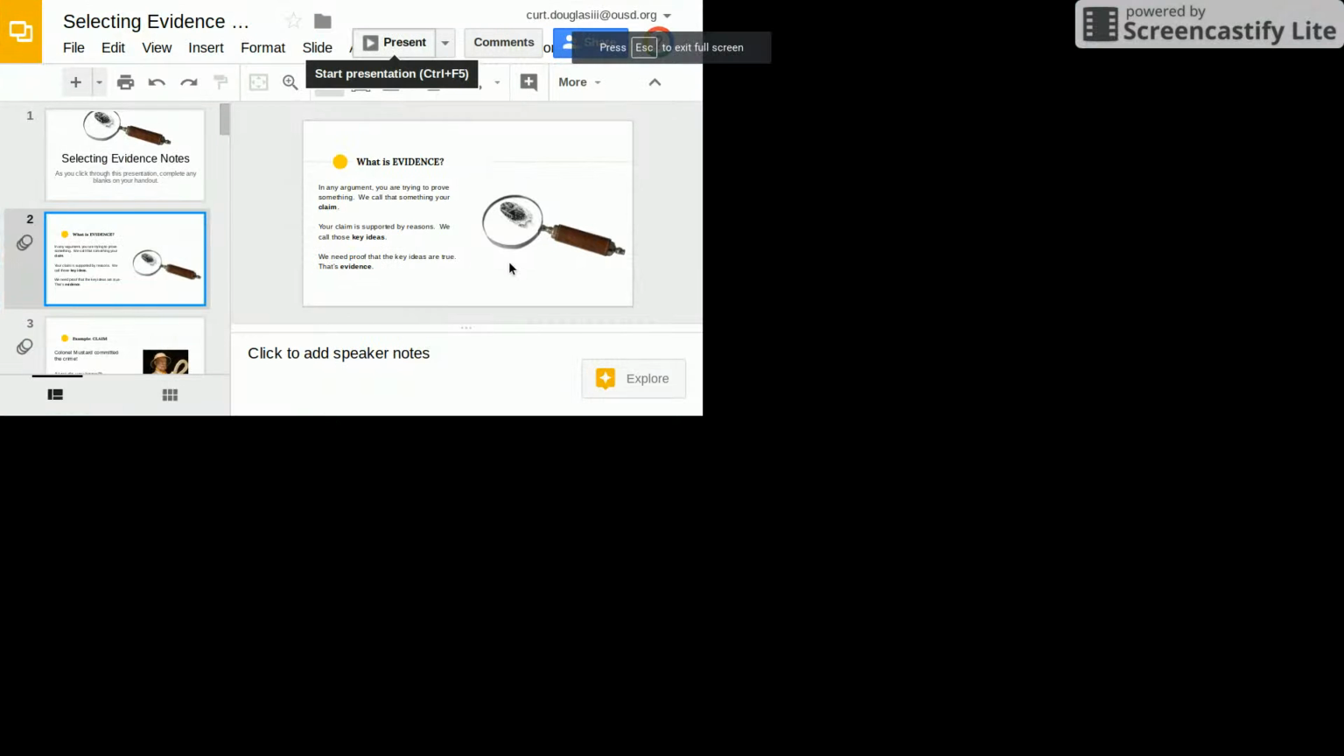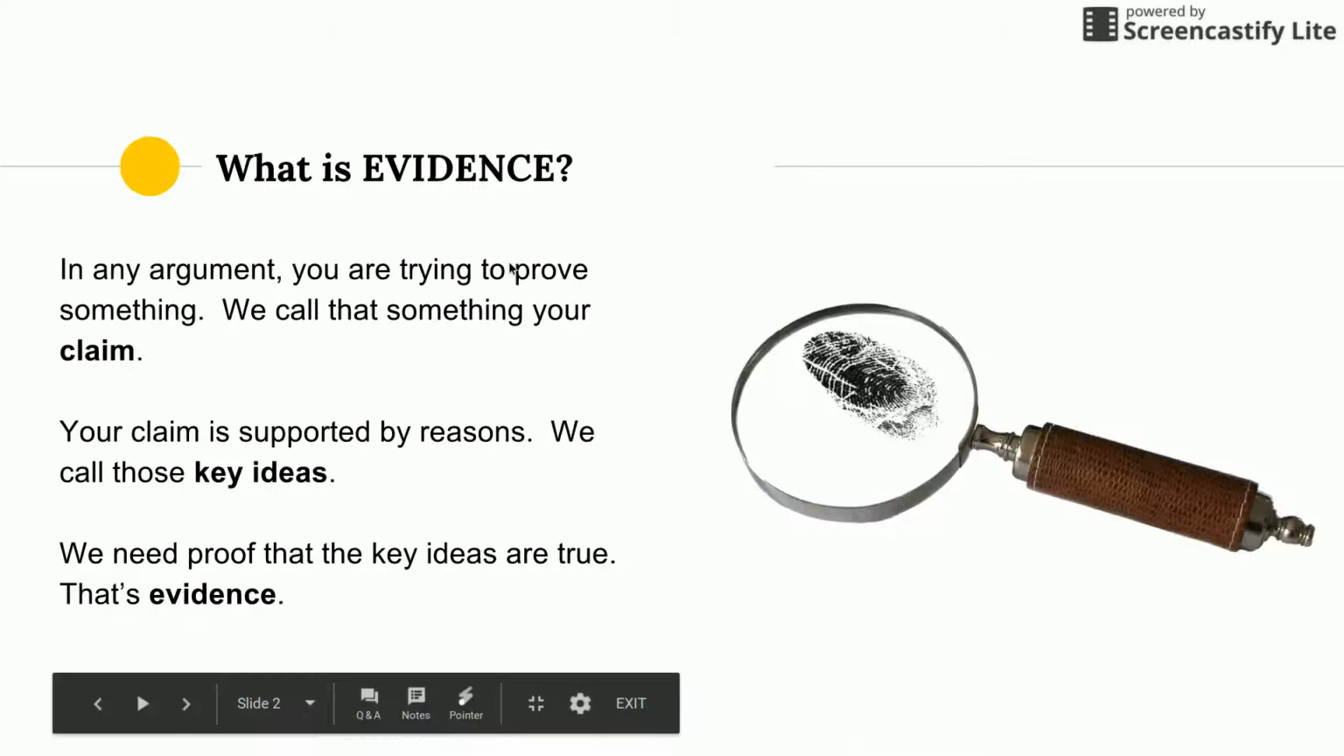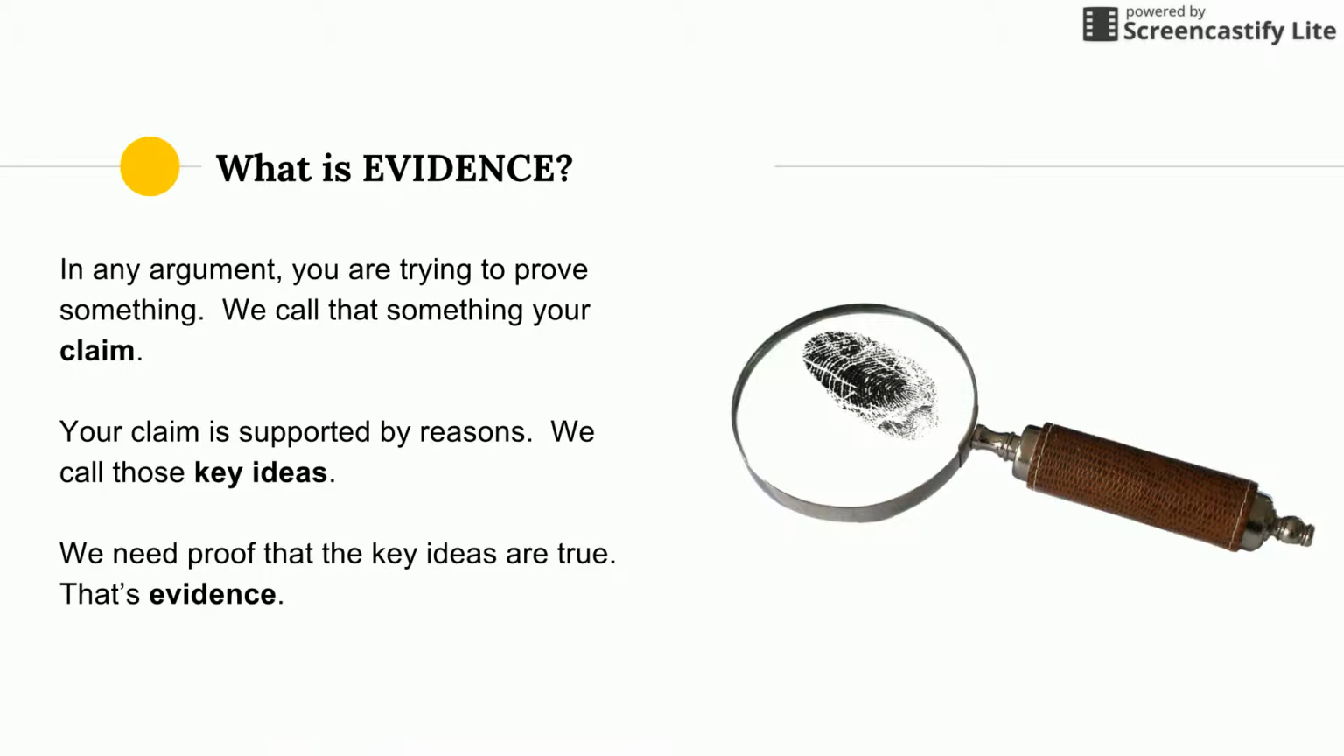Let's start with what is evidence. In any argument, you're trying to prove something. We call that something your claim. And your claim is supported by reasons. If those reasons, which we call key ideas, are true, then your claim must be true. But then in turn, we need proof that your key ideas are true. That's where evidence comes in.